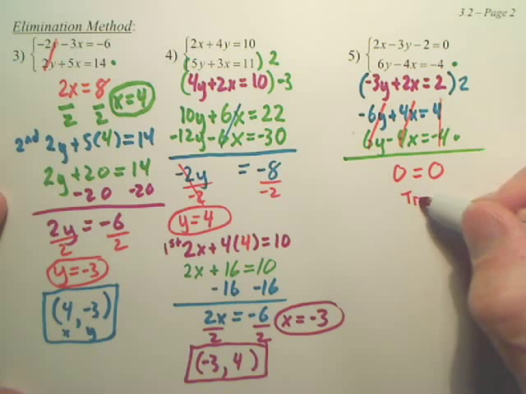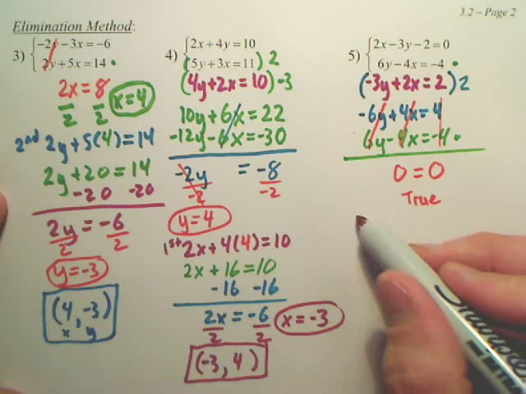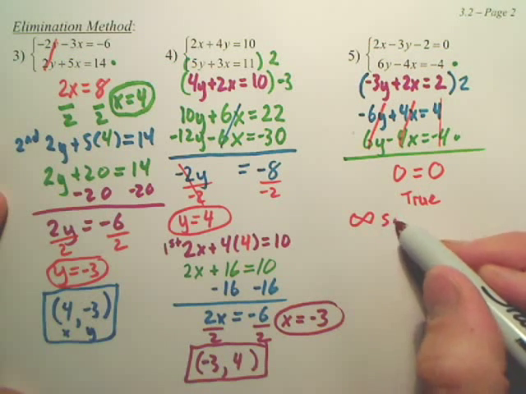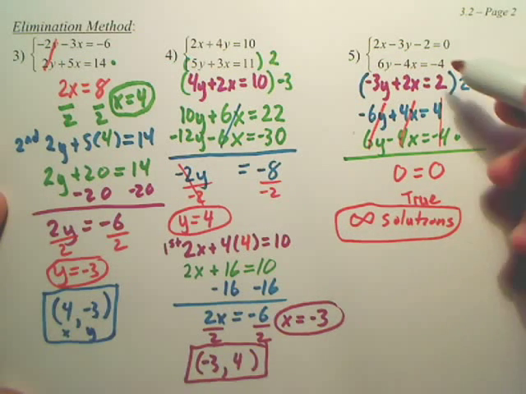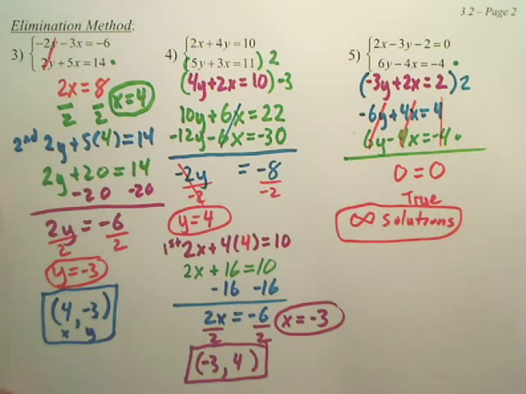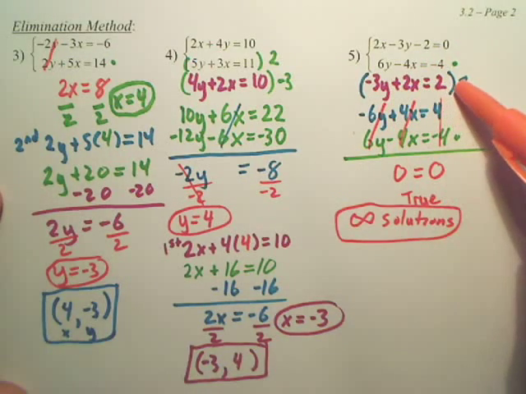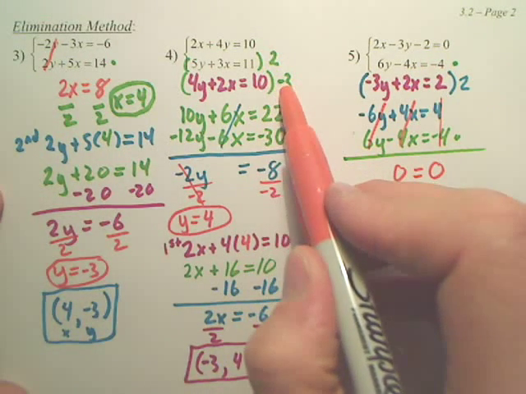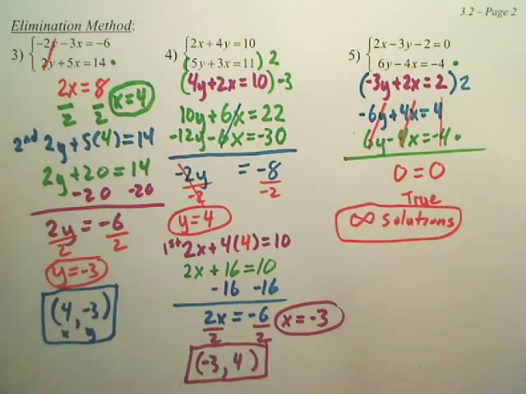This is a true statement. So it's either going to be infinite solutions or no solutions. And a true statement is infinite solutions. Meaning these two lines would be right on top of each other. Now if everything dropped out but we had a false statement, that would be no solutions. So looking back, sometimes you only have to multiply one of them. Sometimes you have to multiply both of them. Sometimes you don't have to multiply anything, just cancel, done. Elimination, hint the name. You're going to eliminate something.